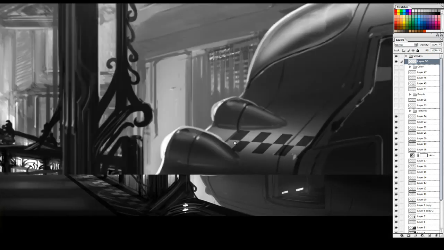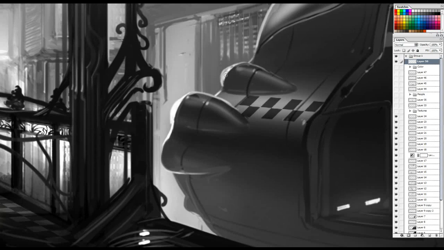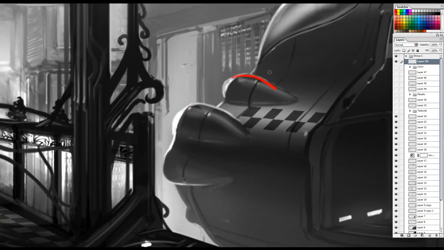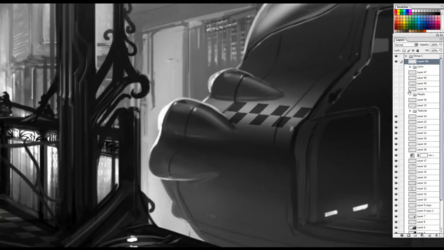Next is just very minor cleanup on these headlights. Same thing here, this is a bounce light coming from below. These are cylinders, so they're going to reflect at an angle that's basically parallel to your eye, and that has to do with materials, something we'll get into probably way later. Okay.